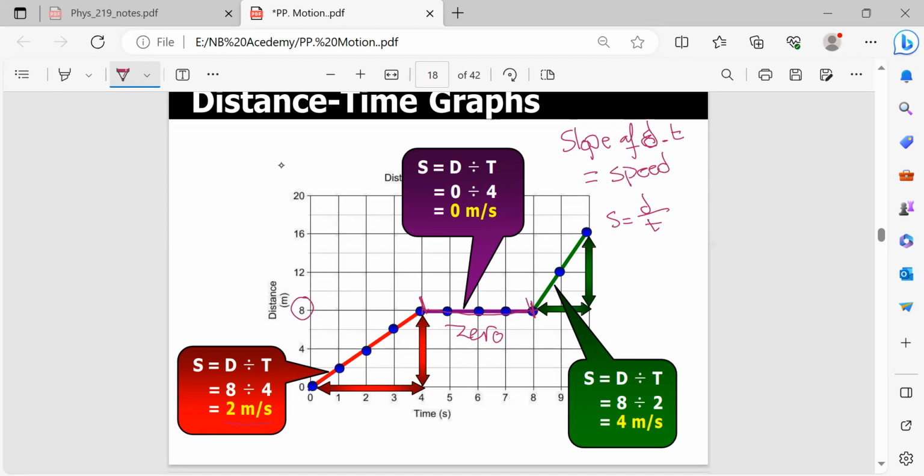So here, the body is at rest, which means that the speed equals 0. Here in this section, we will find that the distance covered from 8 to 10 was 8 meters divided by 2, so it covers 4 meters in each second.